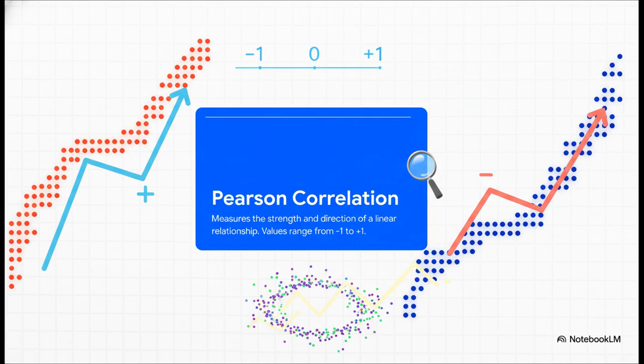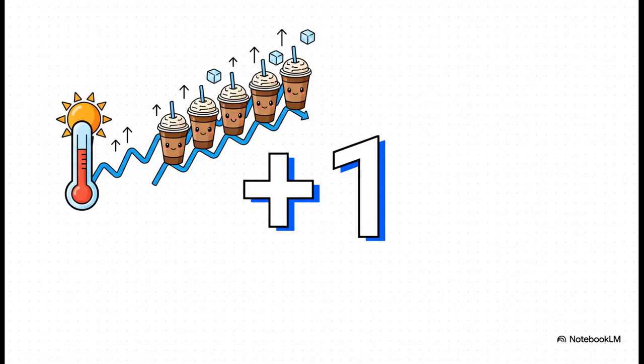I love this thing. It gives you one single number from -1 to +1 that perfectly sums up the relationship. It's so clean. Let's break down what those numbers actually mean. So a correlation of +1 means it's a perfect positive relationship. In our coffee shop, that would mean for every single degree the temperature goes up, iced coffee sales increase by a totally predictable amount. They're moving in perfect lockstep.